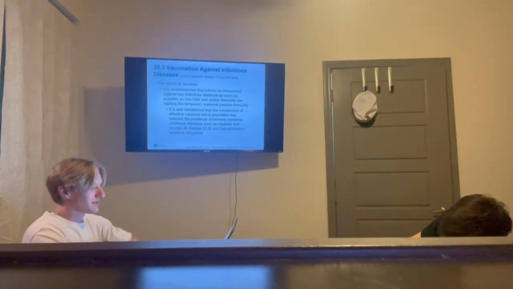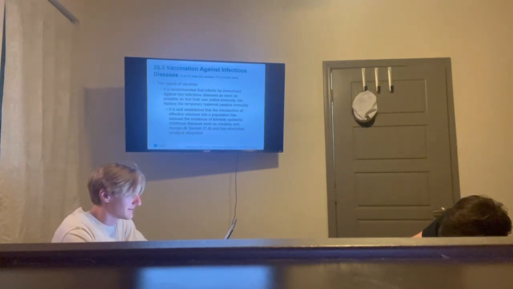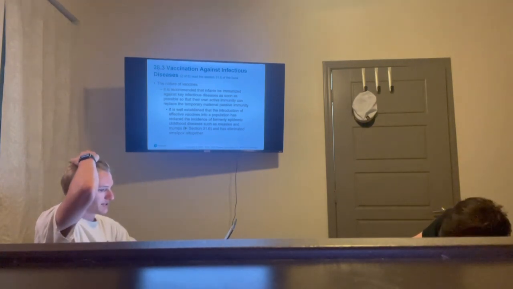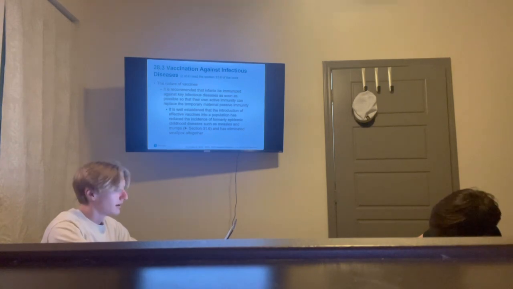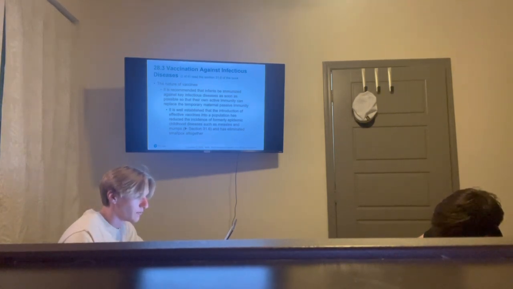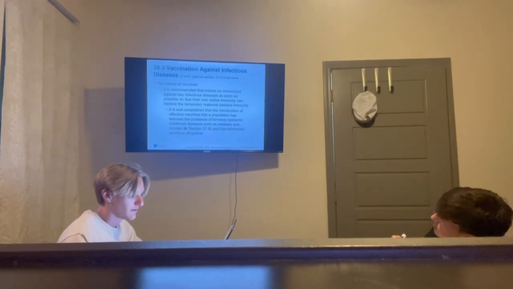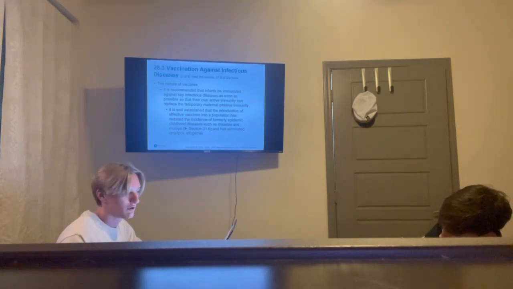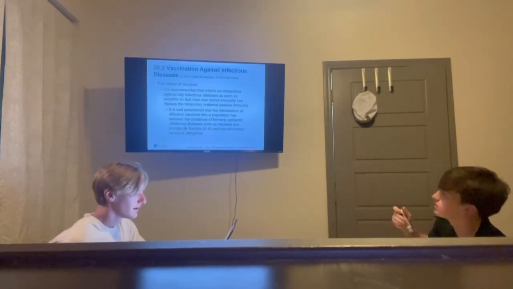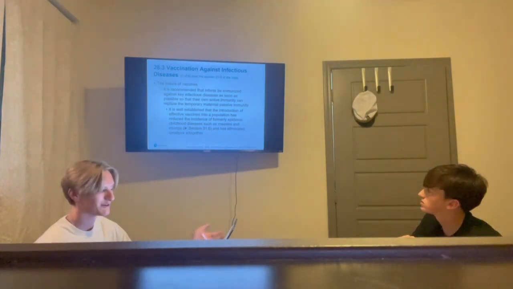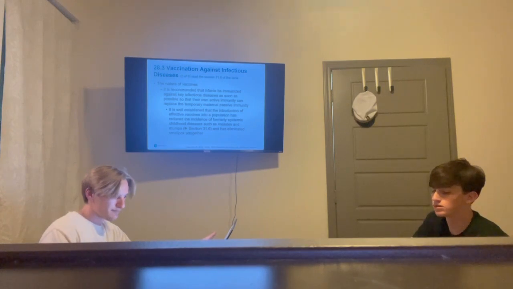It is well established that the introduction of effective vaccines into a population has reduced the incidence of formerly epidemic childhood diseases such as measles, mumps, and has eliminated smallpox altogether. Very cool.